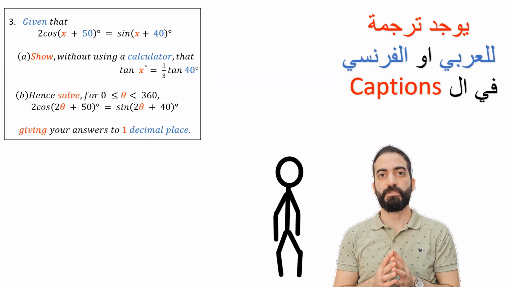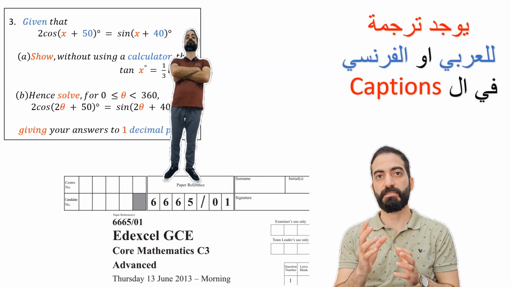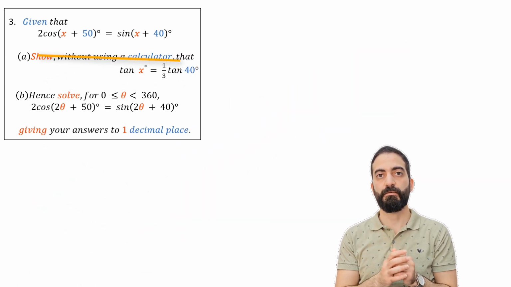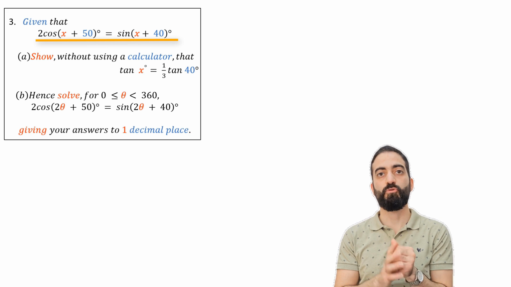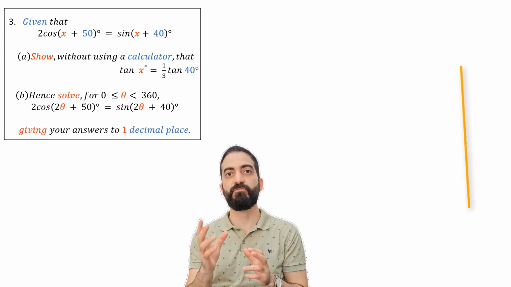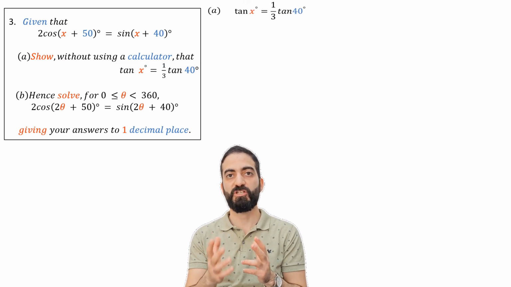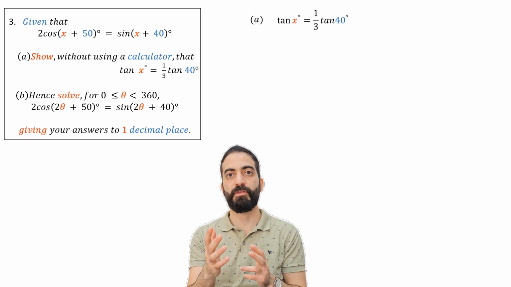Hello everyone, we will start by solving question 3 of the Edexcel GCE 2013 exam. Given that 2 cos(x + 50) = sin(x + 40) degrees. Part A, show without using a calculator that tan x = 1/3 tan 40.